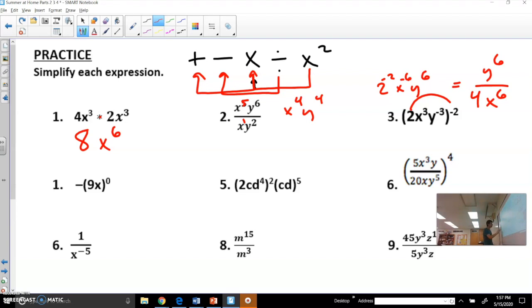Let's do maybe 2 more. Here I noticed that all of this is to the 0 power, so this becomes a 1. But then that negative is still waiting outside of it, so this one results as -1 for this answer.